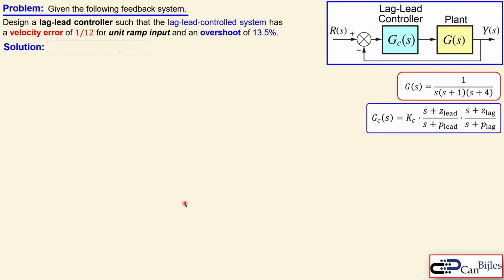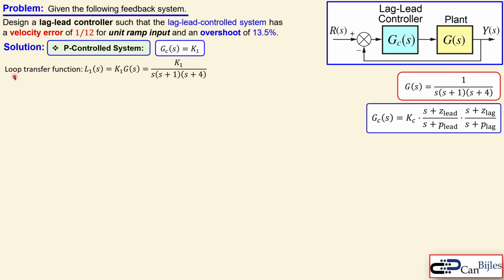Okay, now moving on, and we start now with a P control system, and we see how much performance that can get in this configuration. That means the controller is just a K1, which is just an amplifier, just a gain. So we have now the loop transfer function, L1, called for this P control system, which is just K1 times the plant, which is shown here. Now let's calculate the K1. Since there is a velocity error requirement of 1 over 12, we require the velocity error constant for this unit ramp input to be this.